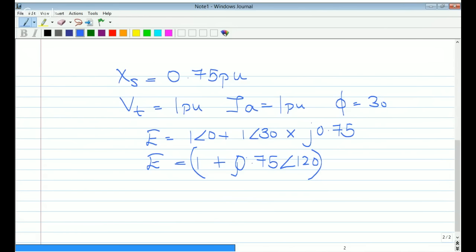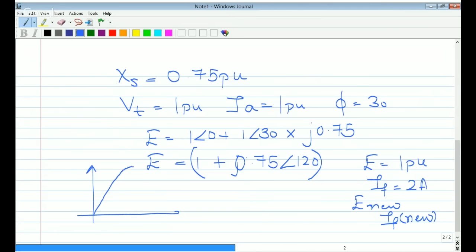Once I get the value of EMF, I know that 1 pu is equal to 2 ampere of IF. For that relation between field EMF and the current, I am assuming the magnetization curve is linear, that is, I am operating in this region. So just calculate the EMF and then apply the unitary method in order to find the field current.